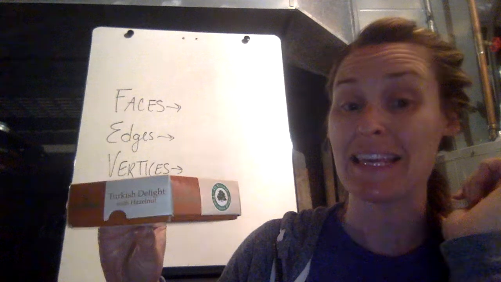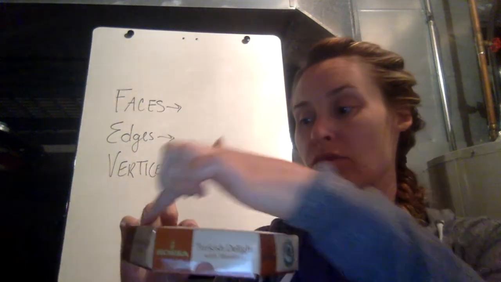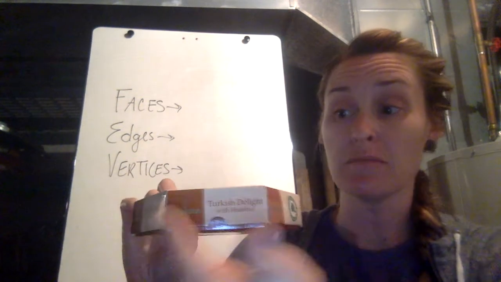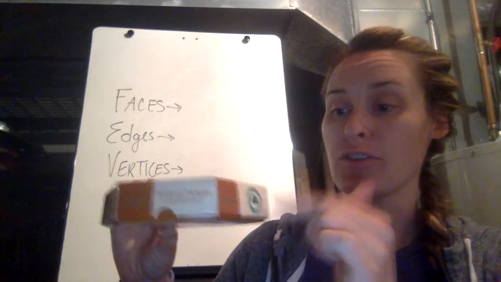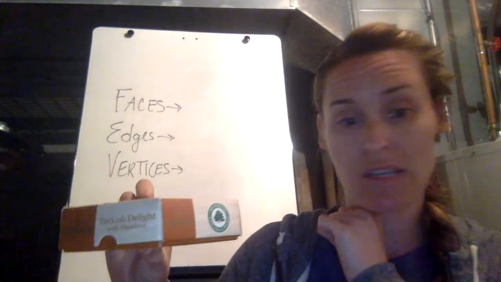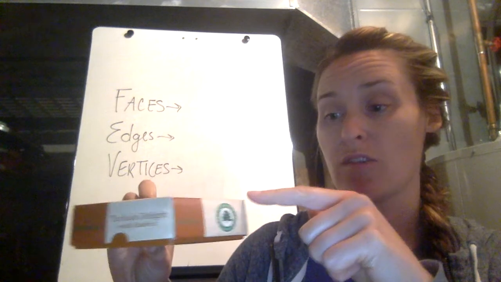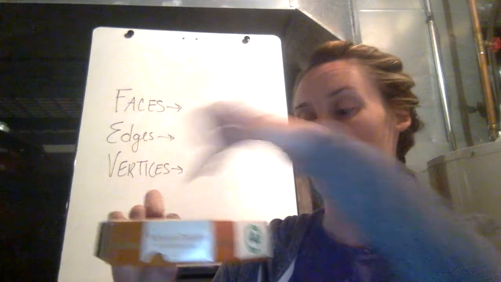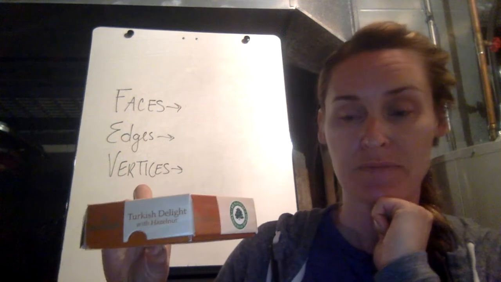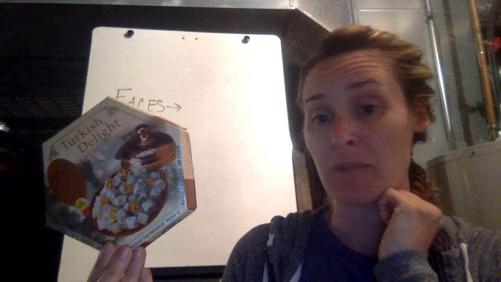How many edges? So I've got 1, 2, 3, 4, 5, 6 on top, 6 on the bottom, right? So that's 12, 13, 14, 15, 16, 17, 18 edges. And then how many vertices? So 1, 2, 3, 4, 5, 6, 7, 8, 9, 10, 11, 12. So quite a few, right? So this might be the one new shape that you don't remember from elementary school.